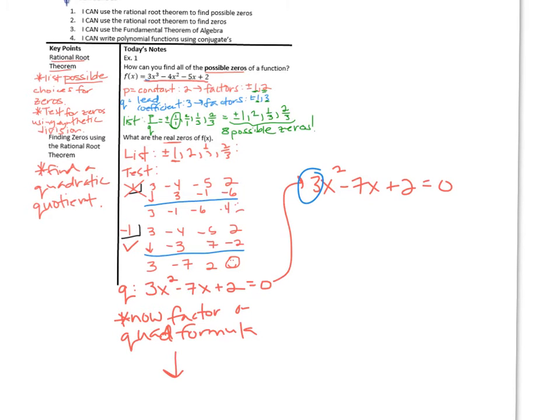If I take A times C, I get +6. Split to get B, that means we'd have to do either 1 and 6 or 2 and 3. But to get -7, I would have to do -1 and -6. That would have to be the pair. That means I'll take 3x squared, and then I have to do -1x minus 6x, and then the last number plus 2 at the end. Then do your 2 parentheses.